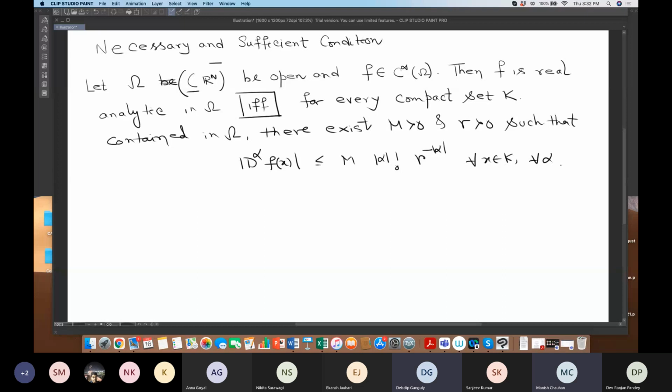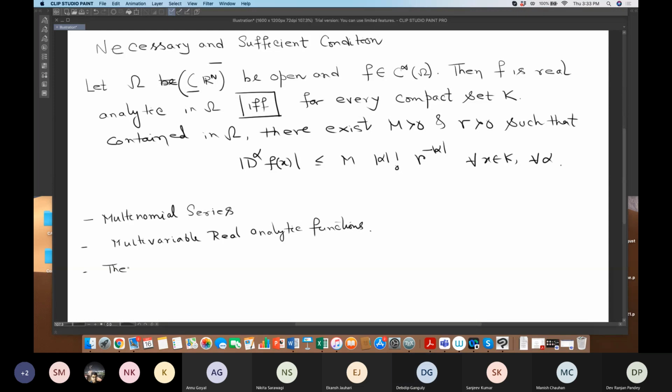Yes. Okay. So we are doing the necessary and sufficient condition when a function is real analytic. We have done multinomial series. Then we did multivariable real analytic functions. Next, we did some theorems and lemmas concerning real analytic functions.